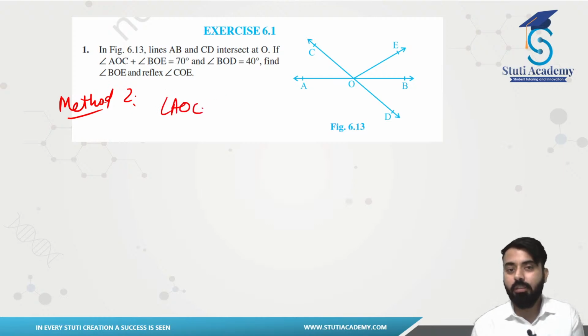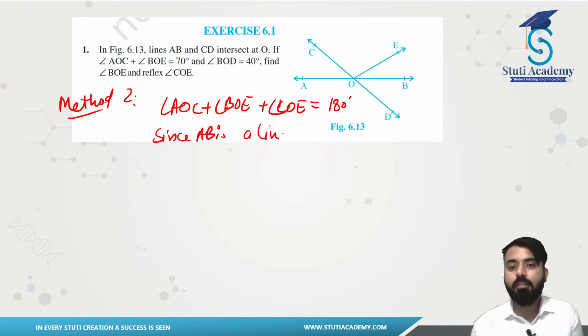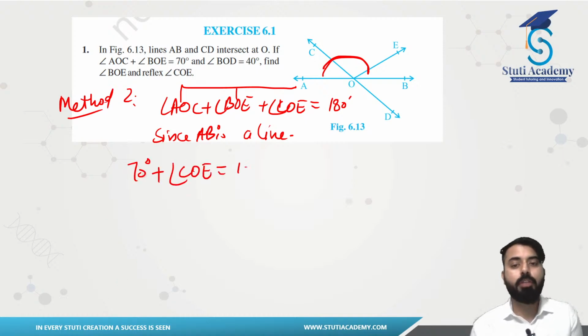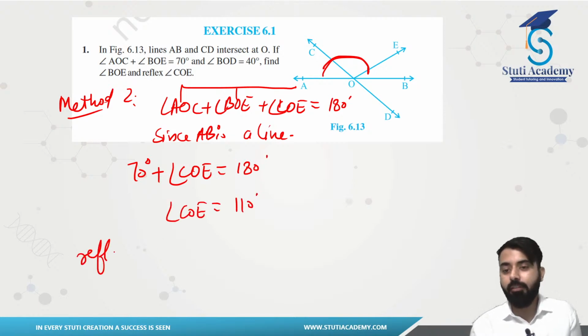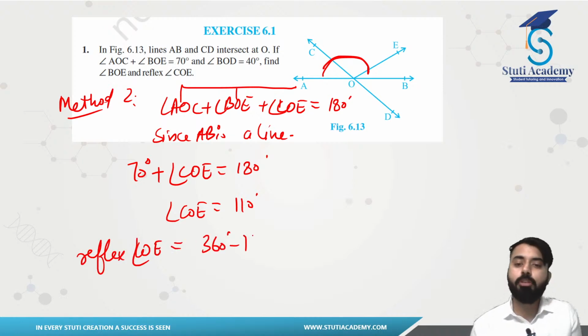Angle AOC plus angle BOE plus angle COE. That will be 180, since AB is a line, right? So the sum of all these three angles will be 180. So you can use this one. I know AOC plus BOE, that is 70. So 70 plus angle COE will be 180. So angle COE is 110, and reflex COE, that will be total angle 360, subtracting 110. So it will be 250 degrees.